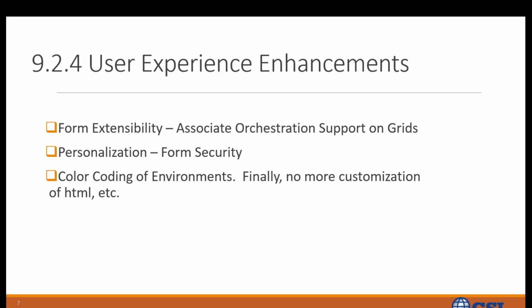Fair enough. Okay, some of the user experience enhancements, the form extensibility. Basically, you can associate an orchestration support on grids. That started in 9.2.3.3 capability, but it's been improved here. It provides additional capabilities by enabling orchestrations to run iteratively over each selected row in a grid, and to map the output of an orchestration back to both the header and grid fields. It's considerably reduced repetitive tasks of editing the grid records manually. Of course, I'd probably still do it manually, but then again, I'm a techie.